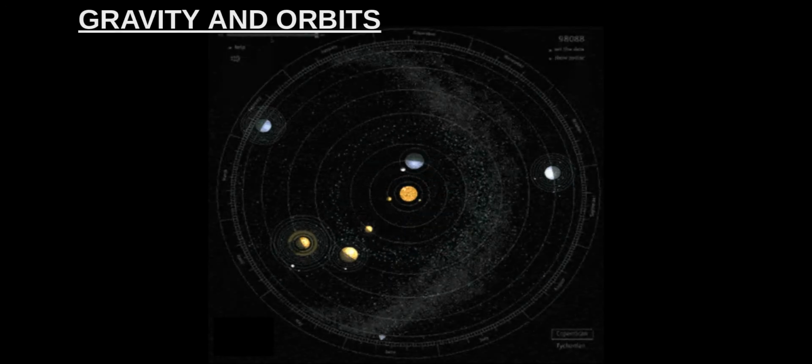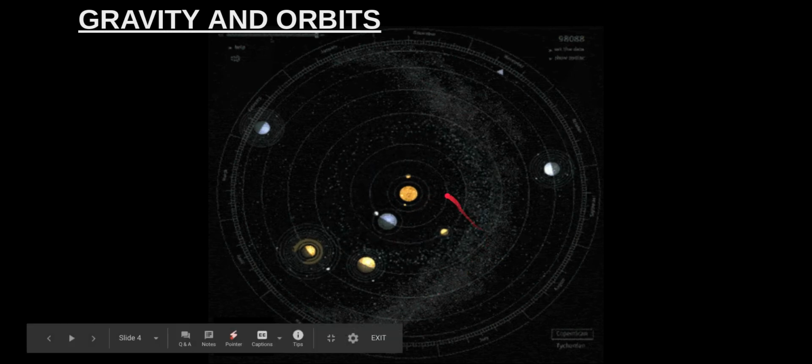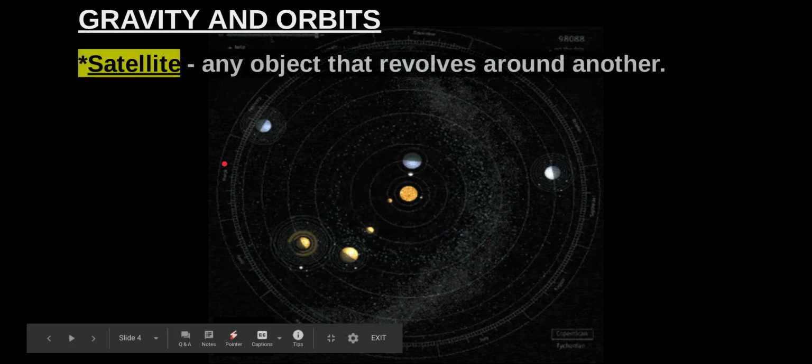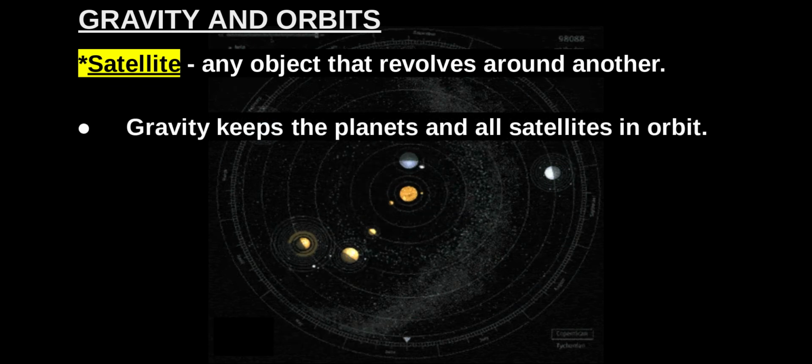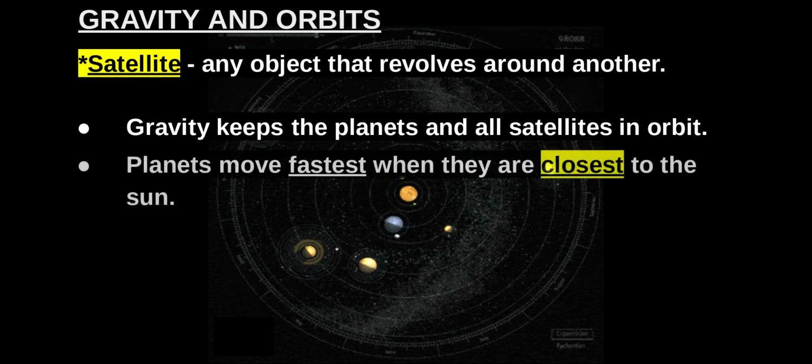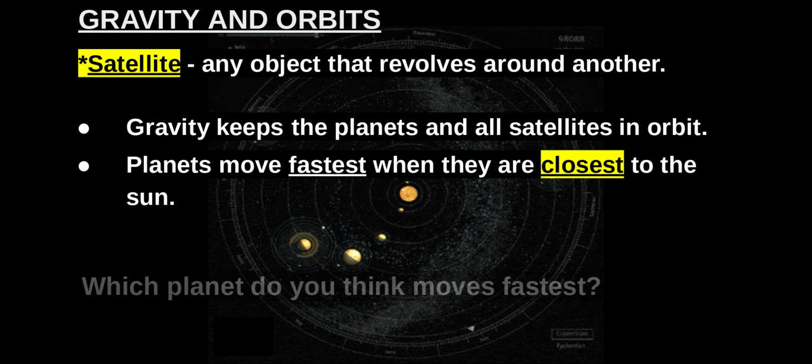Here's another GIF kind of giving you an idea of all the different objects that are moving around in our solar system. So a satellite can be said to be any object that revolves around another, and gravity is the force that is keeping planets and all these satellites in orbit. Something you might want to know is that planets move fastest when they are closest to the sun. And the same thing with comets or anything else. They will actually speed up when they're a little bit closer. So that means the things that are closest to the sun are the things that are going to be moving the fastest around. That also means the planets that are farthest away from the sun are going to be moving the slowest around the sun.